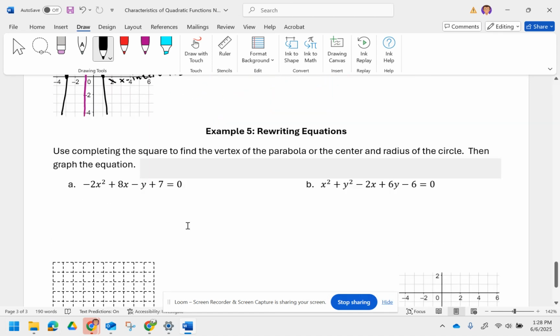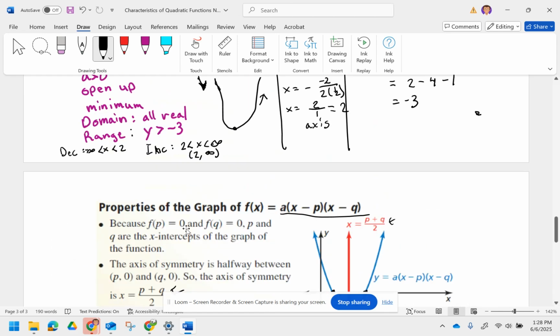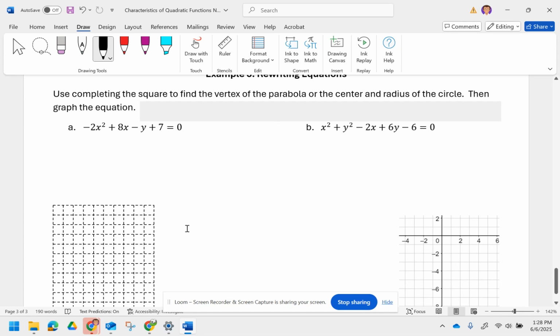So in this next one, we're going to use completing the square to find the vertex of the parabola, or the center and radius of a circle. And then we're going to graph the equation. All right, so completing the square.